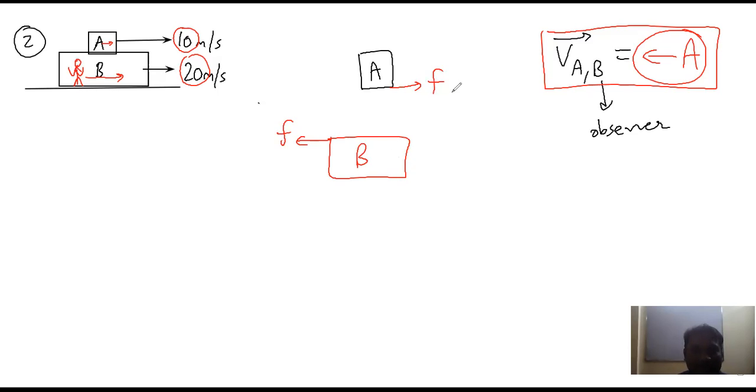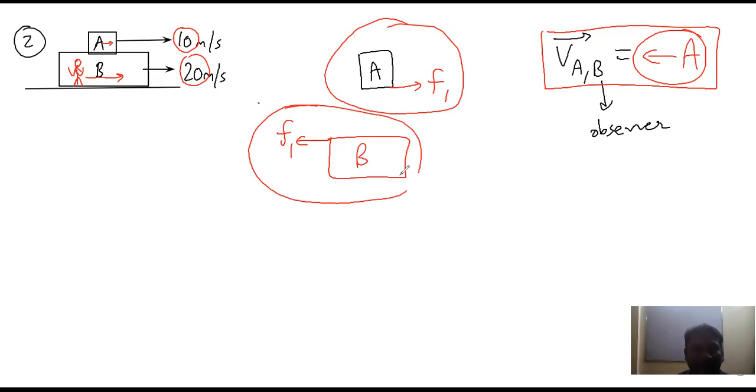So this is about the friction between body A and B. Let us call it F1. Friction on A, F1 in forward direction. Friction on B, F1 in backward direction.